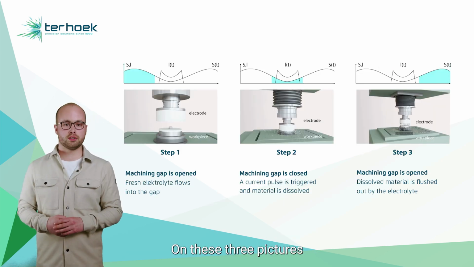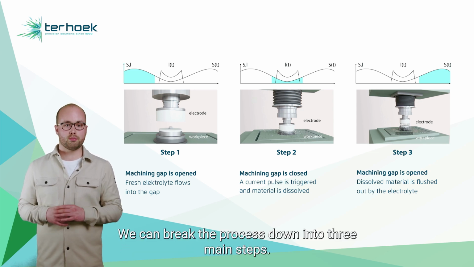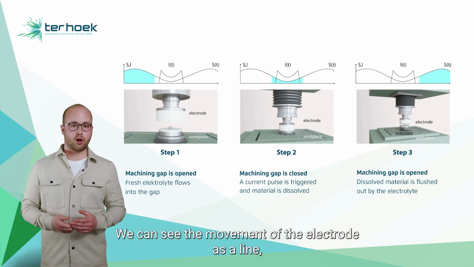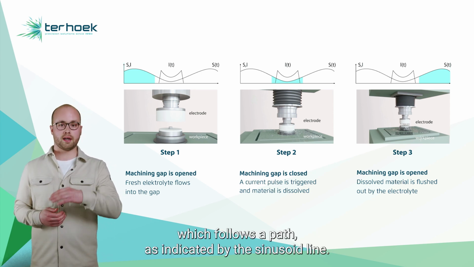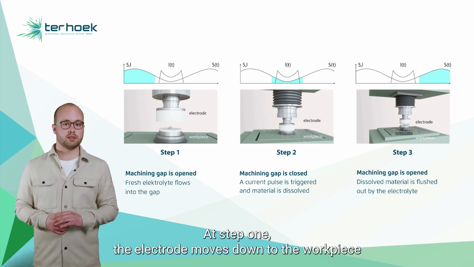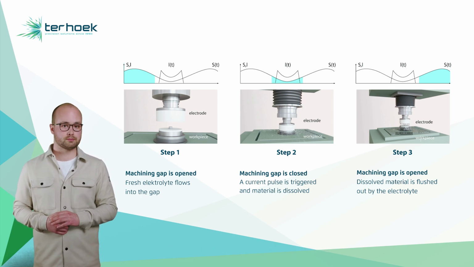On these three pictures, we can see the process which takes place during the oscillation. We can break the process down in three main steps. We can see the movement of the electrode as the line which follows a path as indicated by the sinusoid line. At step 1, the electrode moves down to the workpiece and the working gap is open.